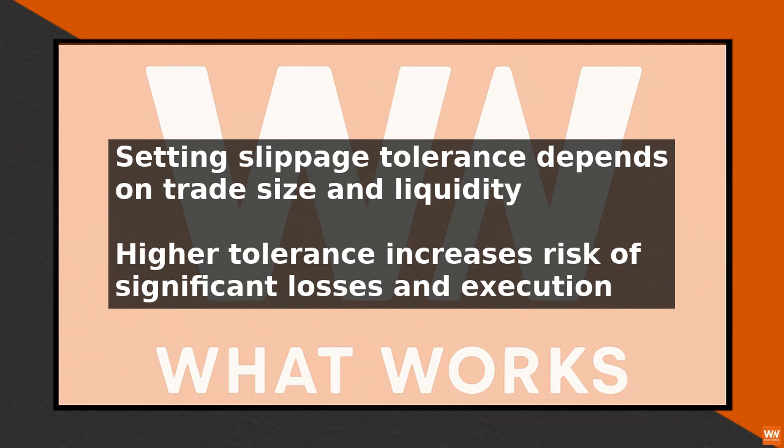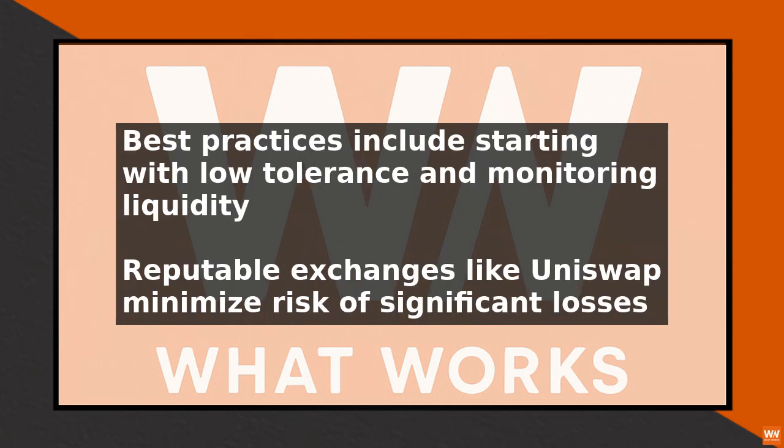Best practices for setting slippage tolerance include starting with a low tolerance and adjusting it as needed, monitoring the liquidity of the asset, and being cautious when trading during periods of high market volatility. It is also essential to use a reputable and well-established decentralized exchange like Uniswap to minimize the risk of significant losses. In conclusion, setting the right slippage tolerance is crucial for anyone trading on Uniswap.